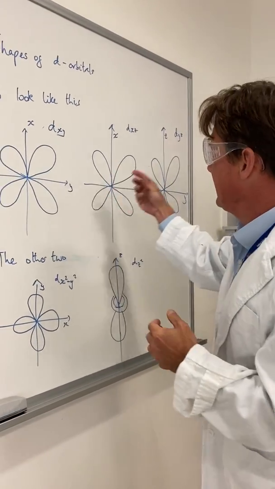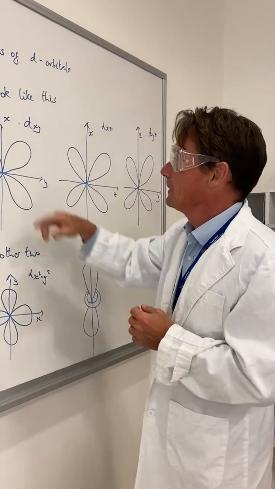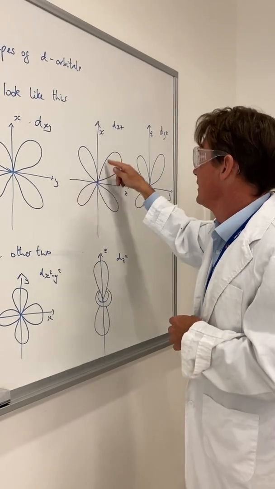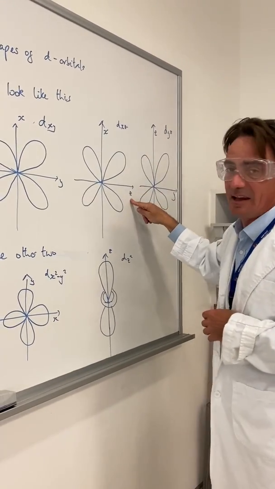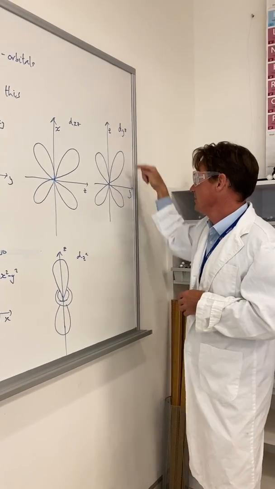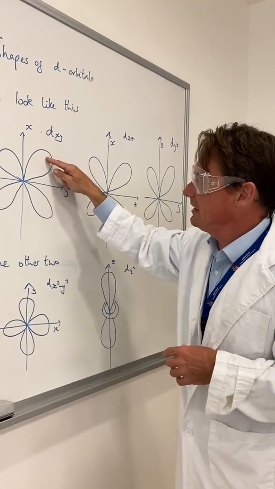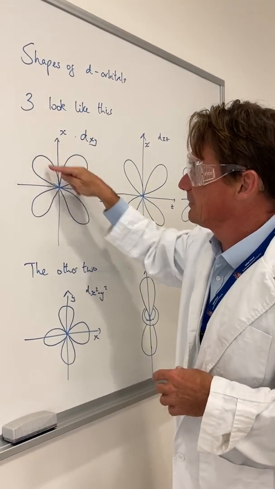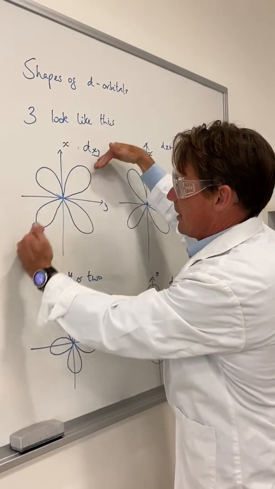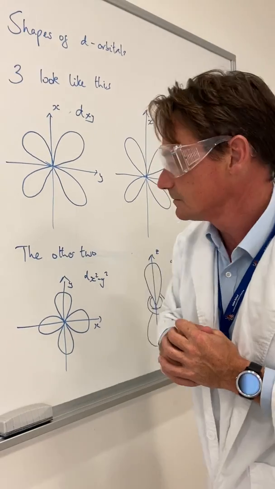There are three, because there are three axes in 3D that look exactly the same. They're the dxy, where we have x and y on two of the axes. There's the dxz, where we have x and z, okay? And there's the dyz, which we have y and z on any of those two axes. Notice how these lobes point 45 degrees, not at the axes, directly in between the axes, if you like. They're not pointing along the axes at all.